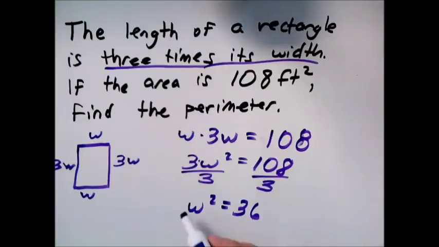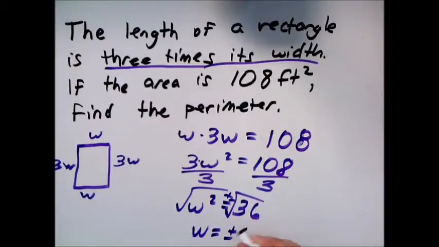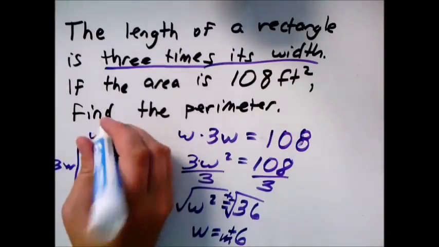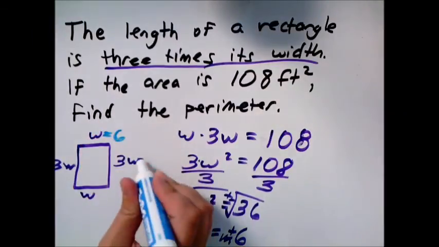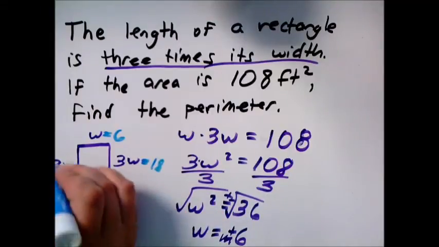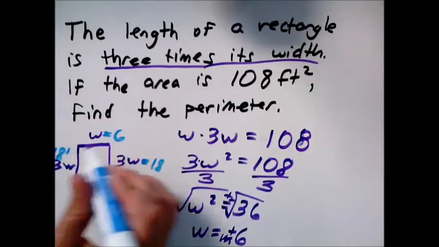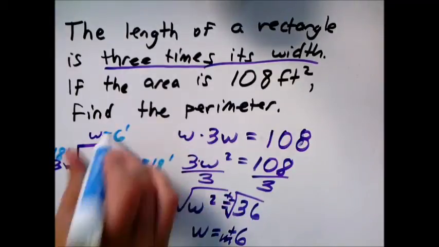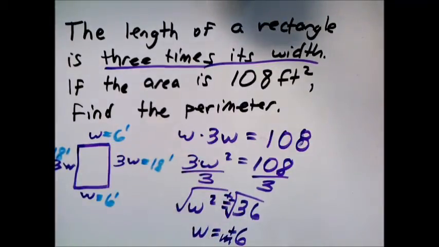So now when I take the square root of both sides, and technically that's the square root property, it's a plus or minus. But if we think about that for a second, I know I can't have -6 be a width. So now I know the width is 6. Well, if I come back to my picture, now that I know the width is 6, I know the length is 3 times as much, so 18. And I'll label all my sides. This is feet. So I have 6 by 18 feet on this rectangle.